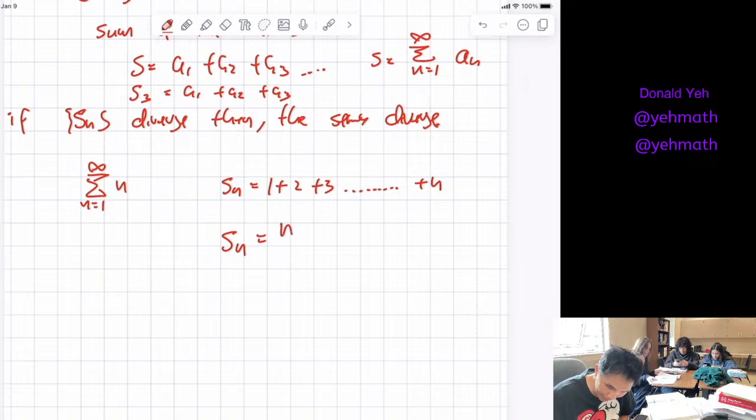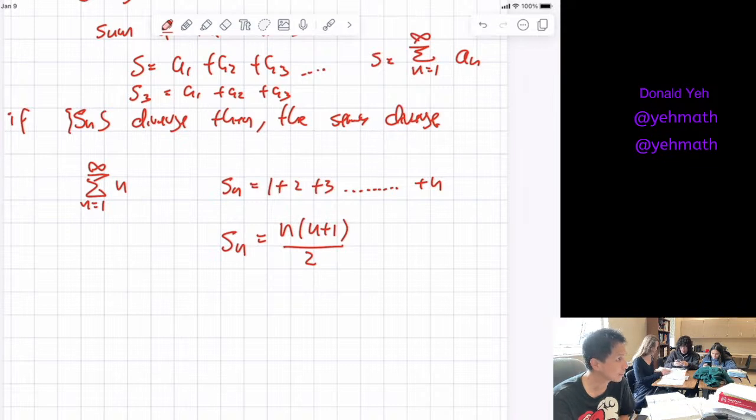So it'd be n times (n plus 1) over 2. Do you remember this? When we do the definition of integral, that is a summation of i. The summation of i squared is some other formula I don't even remember. But the summation of i is going to be n times (n plus 1) over 2.